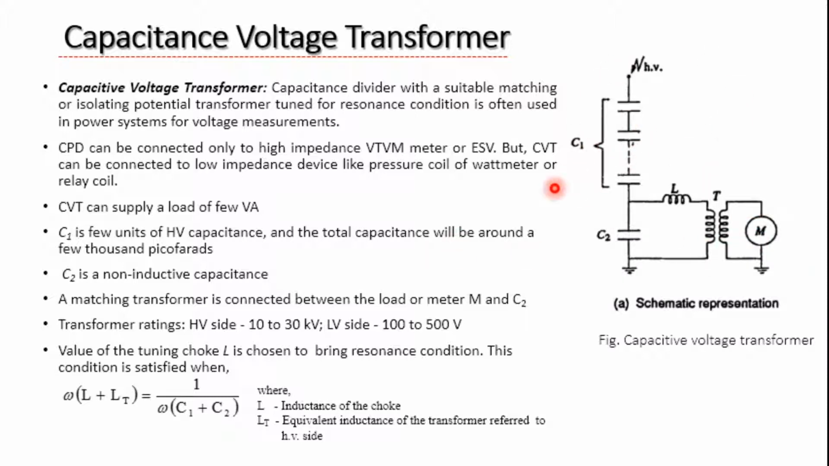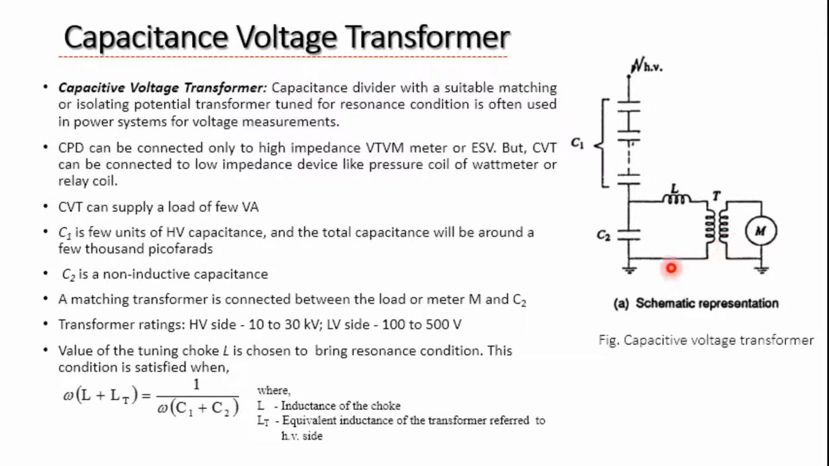Generally C1 is a few units of HV capacitance, and the total capacitance will be around a few thousand picofarad, because it is subjected to the high voltage side of the device. Then C2 is a non-inductive capacitance, subjected to the low voltage side. Then there is a matching transformer connected between the load and the meter. So this is the meter, and there is the low voltage arm of the device, C2, and there is a choke coil and the transformer.